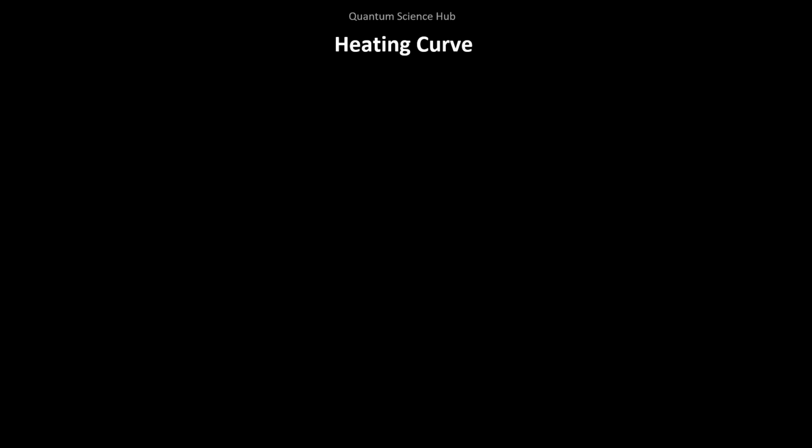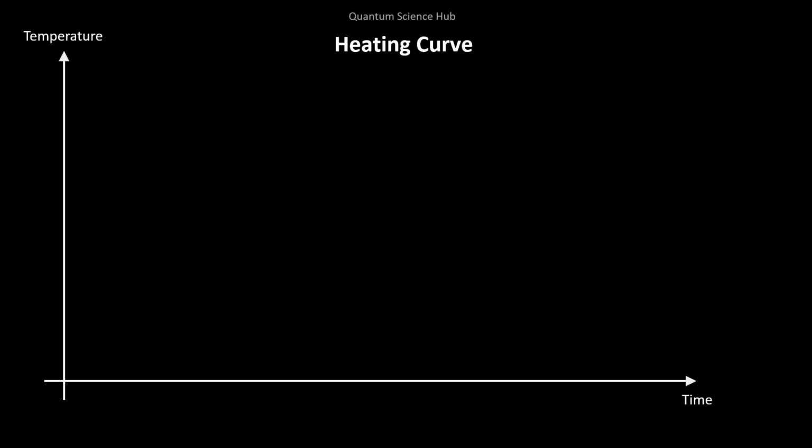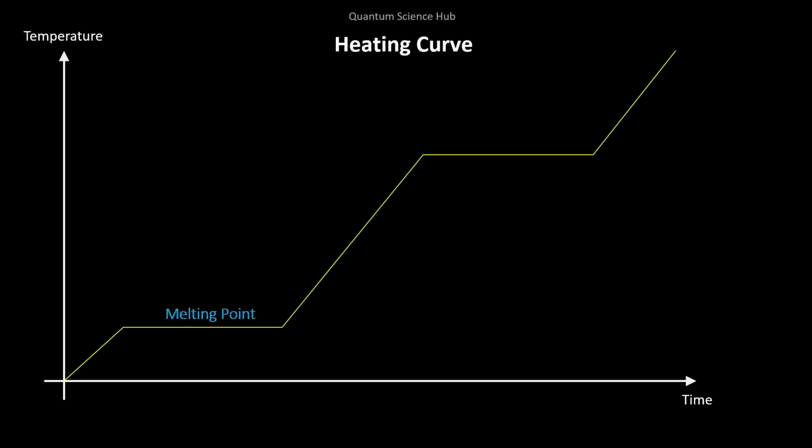Now let's talk about the heating curve. A heating curve shows how the temperature of a substance changes as it is heated over time. Please remember that below the melting point is a solid state. Between the melting point and boiling point is a liquid state, while above the boiling point is a gas state. Let's take pure water as an example. As we all know, the boiling point of water is 100 degrees Celsius.